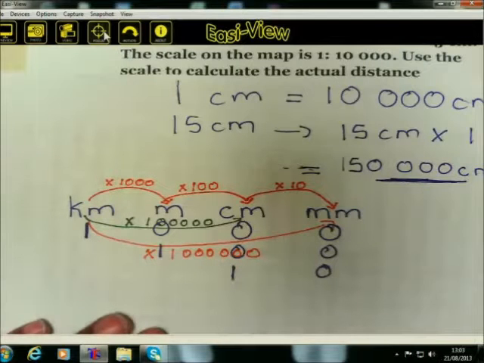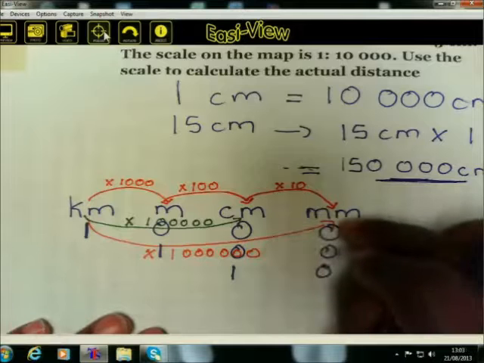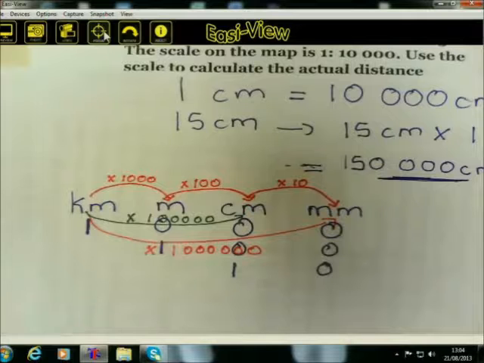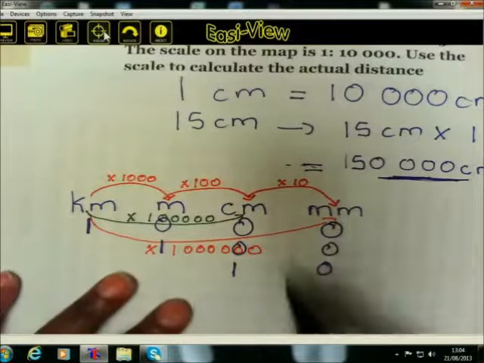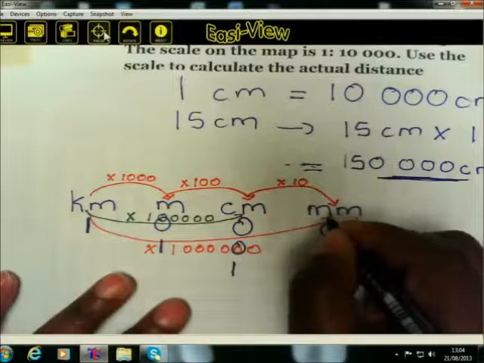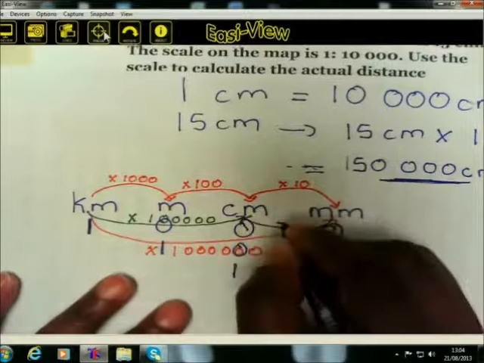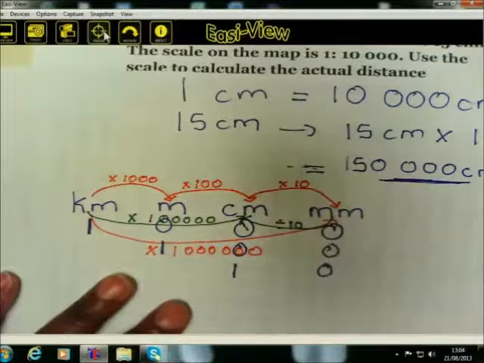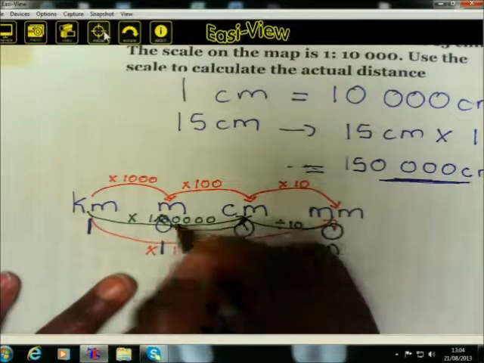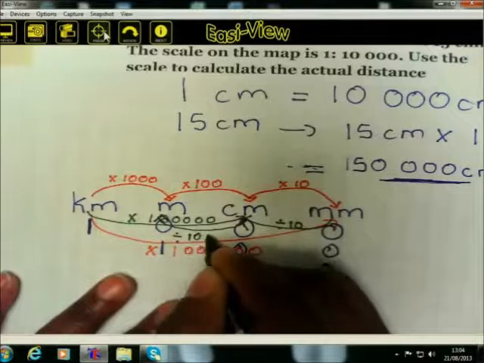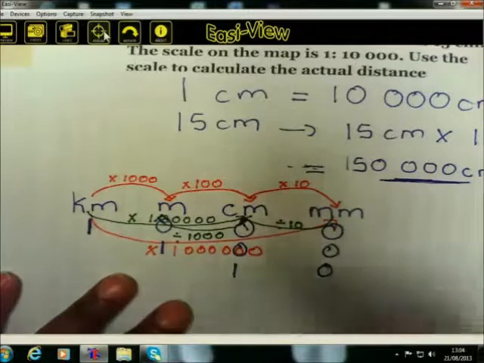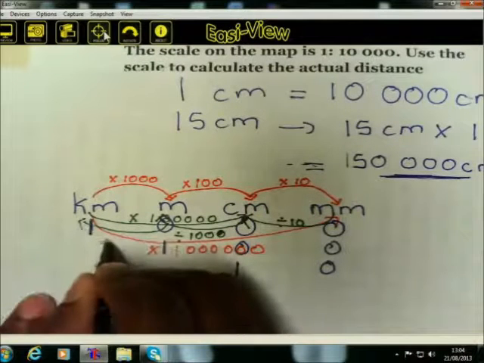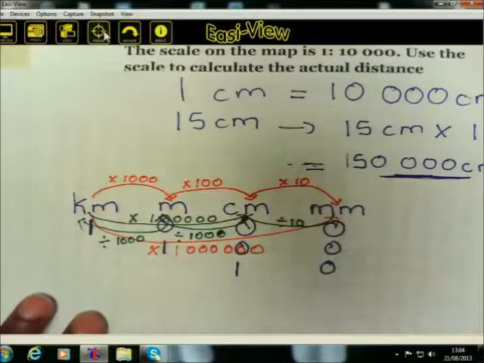Now, if maybe I'm converting from millimeters to meters, or from centimeters to kilometers, Grade 12s, it's very easy. When I change the direction, from millimeters to centimeters, I'm dividing by 10. From centimeters to meters, I'm dividing by 100. From meters to kilometers, I'm dividing by 1,000.